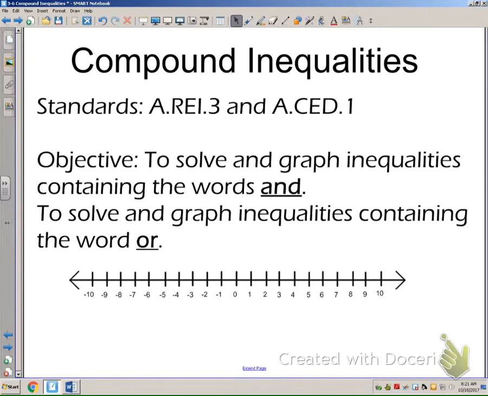The same concept applies with inequalities. When we use the word and, that means that two things can be happening at the same time. It's this and this is happening. If we use the word or, we're saying you can either be on this side or you can have solutions on this side. So we'll look at what that means.